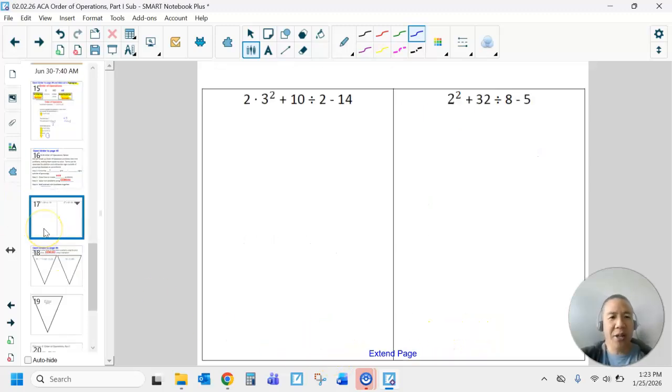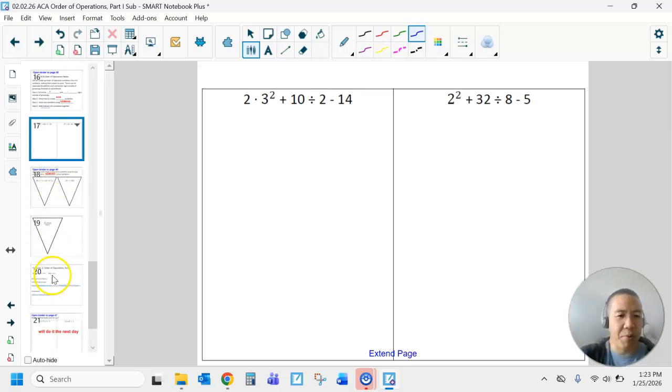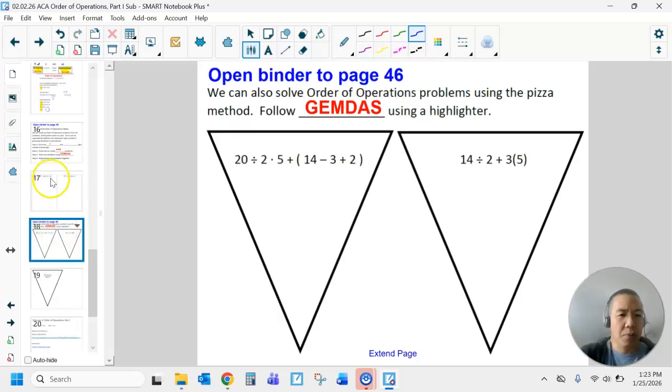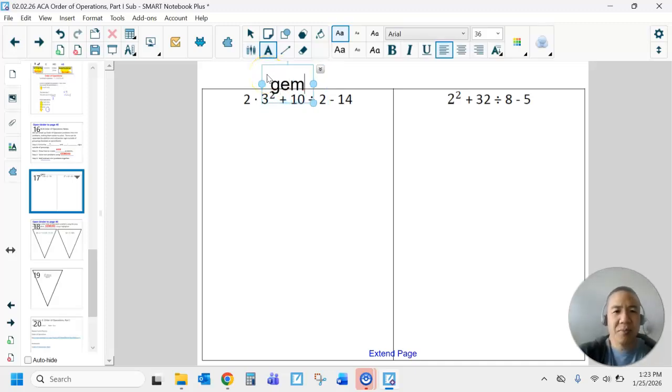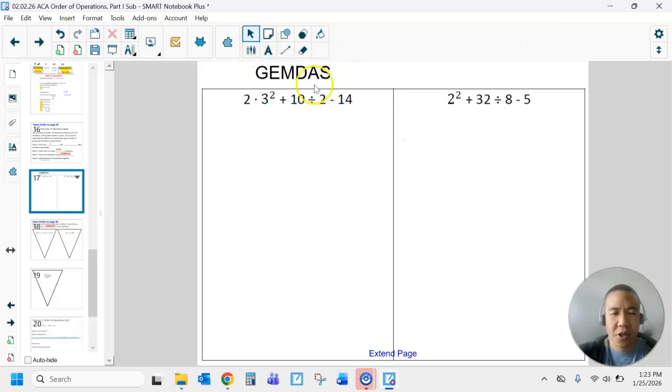So now it's time to practice several problems. We're going to practice about 5 problems right now. So let's start with our first one. 2 times 3 squared plus 10 divided by 2 minus 14. So we know GEMDAS. Let's highlight first. Do you see any adding or subtracting here?